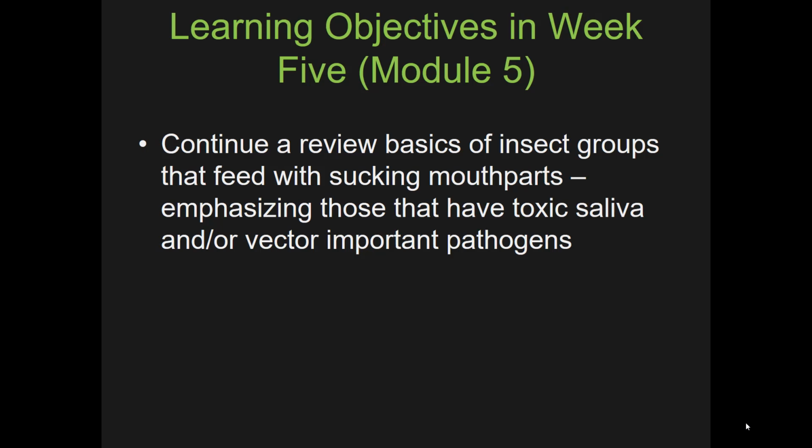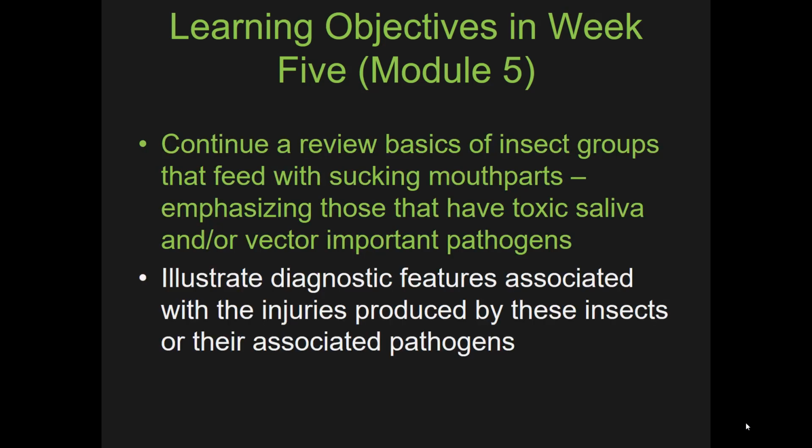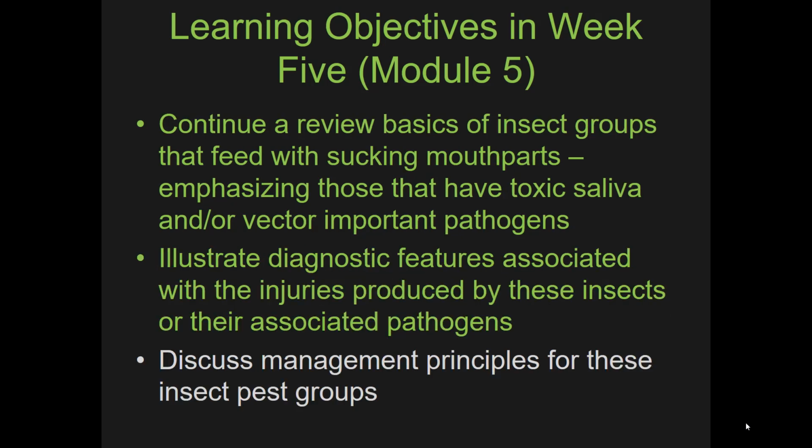So in this week, we're going to continue a review of the basics of insect groups that feed with sucking mouthparts. But there's going to be an emphasis here on those that have toxic saliva or are important as vectors of certain kinds of plant pathogens. Continue to illustrate diagnostic features that are associated with these injuries that the insects produce and the pathogens that they vector. And finally, to discuss briefly the management principles for these insect pest groups.